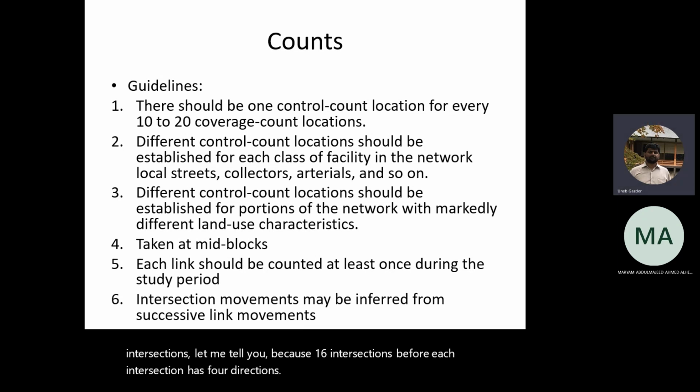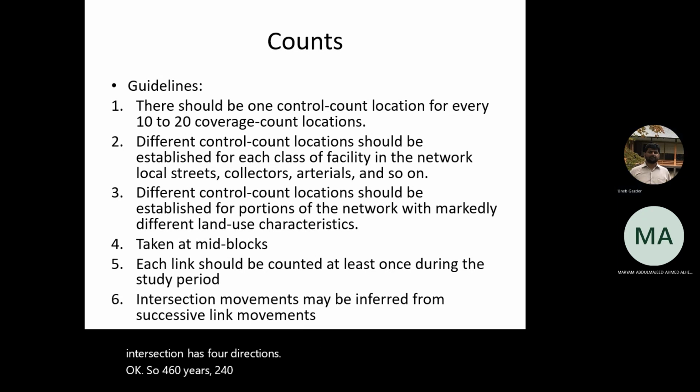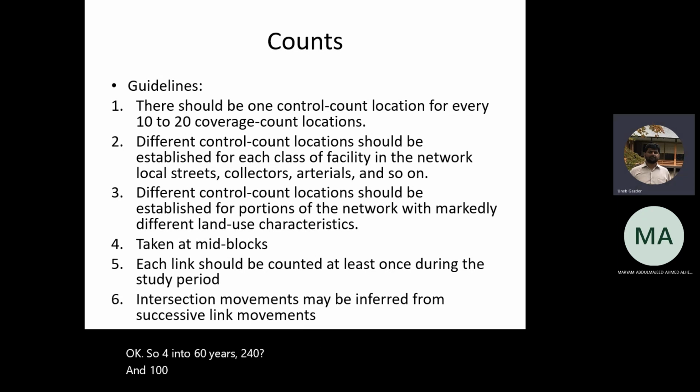So 4 into 60 is 240. And 100 segments means what? 100 into 2 directions, right? 200. So mid-block counts are more accurate because you know whether the person is going or coming, and you need fewer people. So we only do it at mid blocks.